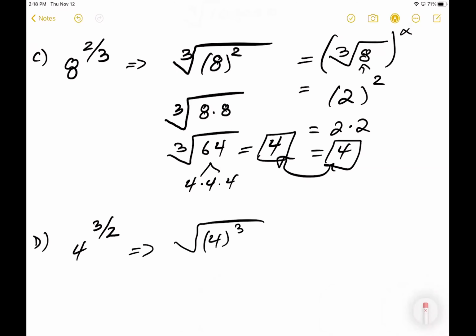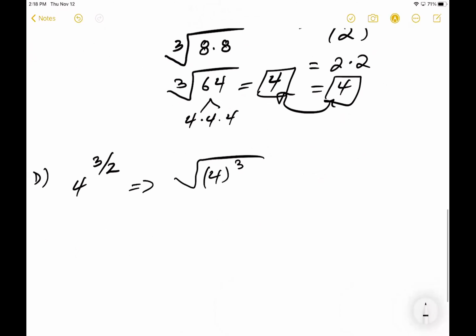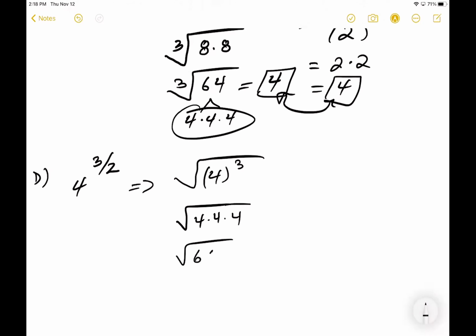So if you look at this item, it doesn't matter how you do it. Again, you might say, well, Mrs. Tran, I go ahead and do 4 times 4 times 4. And 4 times 4 is 16, 16 times 4 is 64. And what is the square root of 64? Well, 64 is a perfect square, so the square root of 64 will give me 8, right?